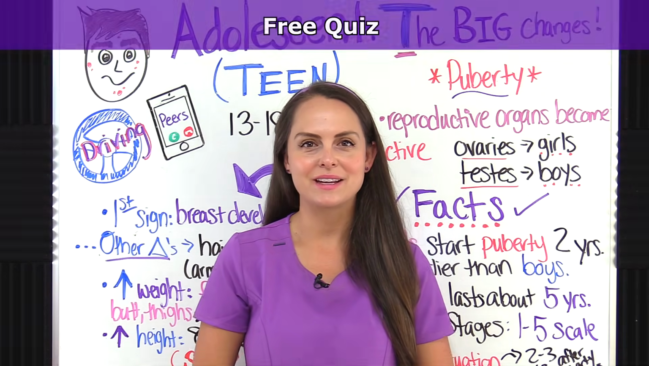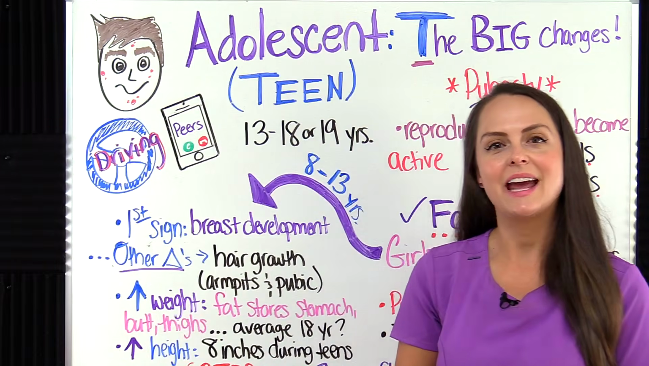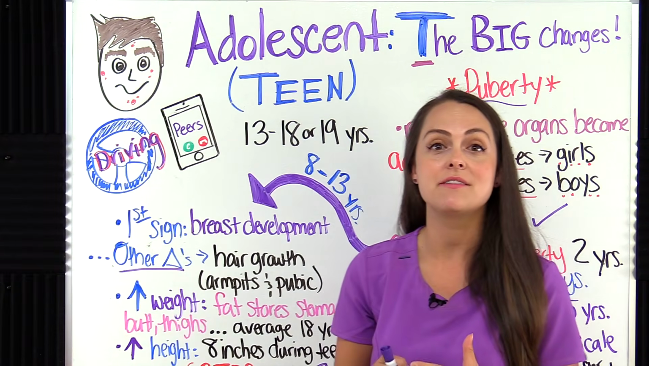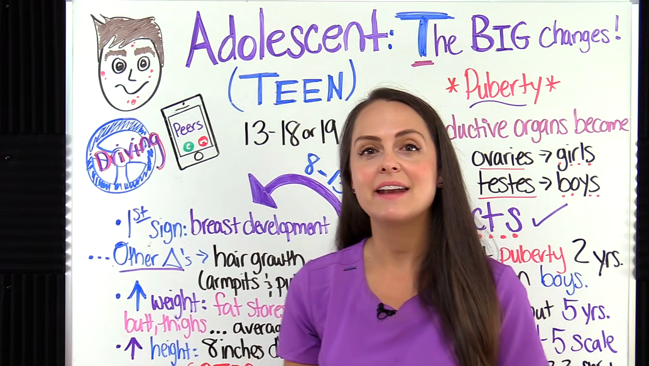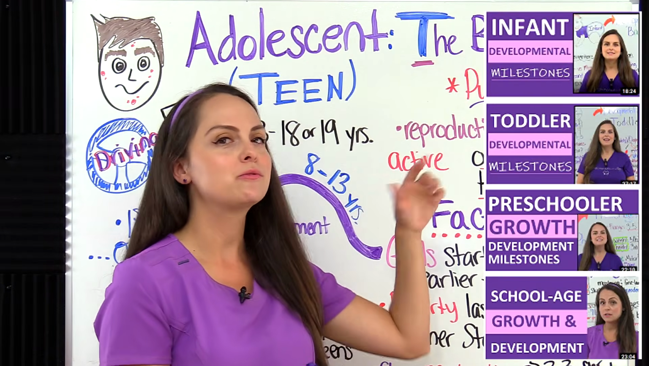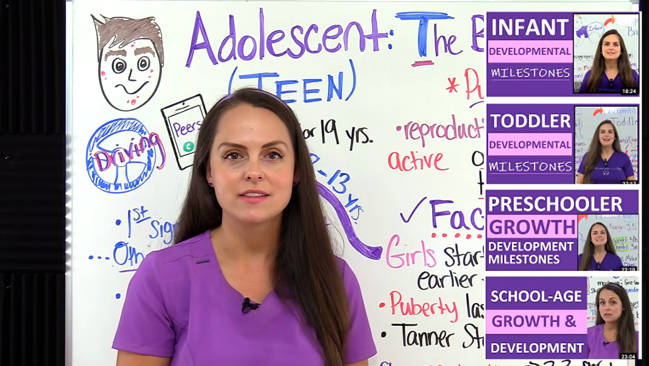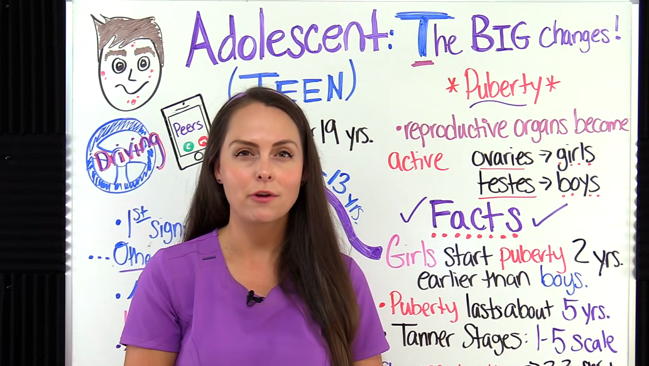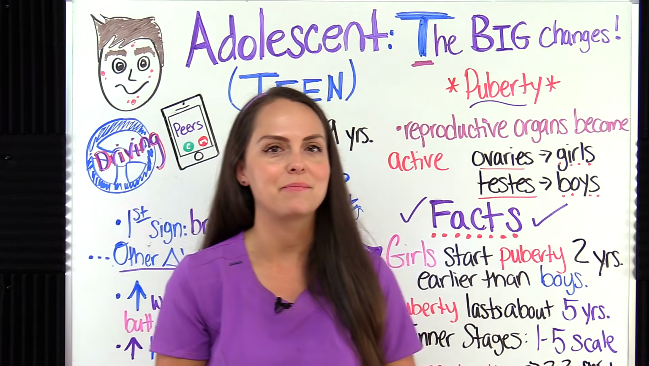So let's get started. The adolescent, also called the teenager, falls within the age range of 13 to 18 or 19 years of age. Before this, the adolescent was considered a school-age child. And in the previous reviews, we talked in depth about the infant, the toddler, the preschooler, and the school-age child. So if you need to watch those videos on growth and development, you can access those right up there.